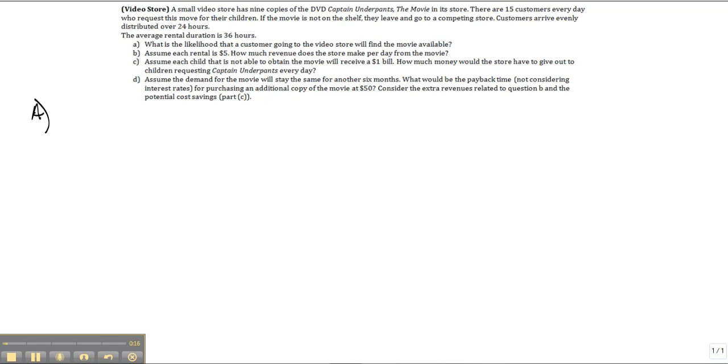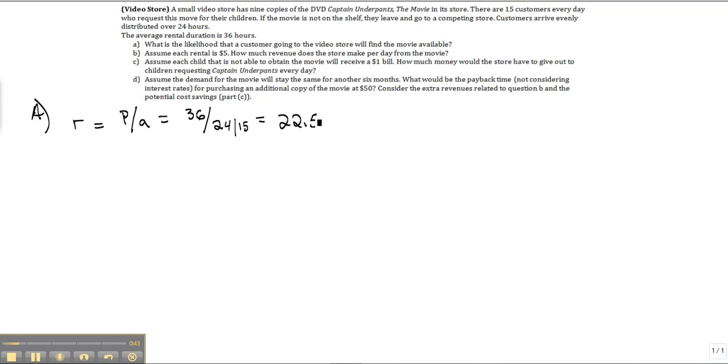To do this, we'll start out by calculating R, which is the ratio of activity time, or P, over inter-arrival time, or A. The problem states that the average rental is 36 hours and that a customer comes in looking for the video 15 times per day, which means that over a 24-hour period, the inter-arrival time is 24 divided by 15. This gives us an R of 22.5.